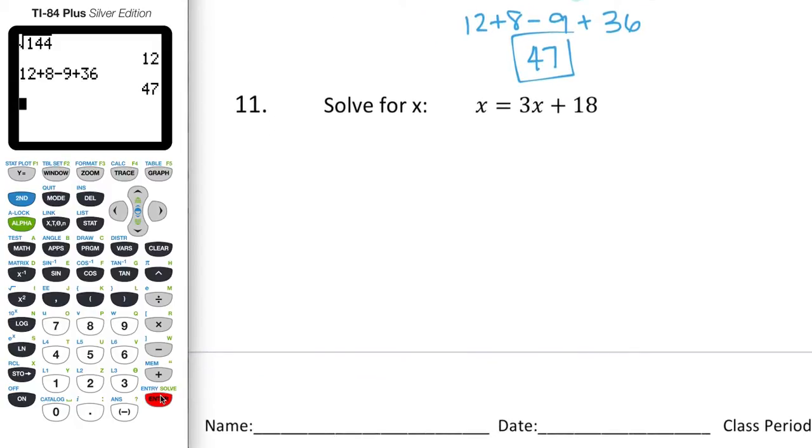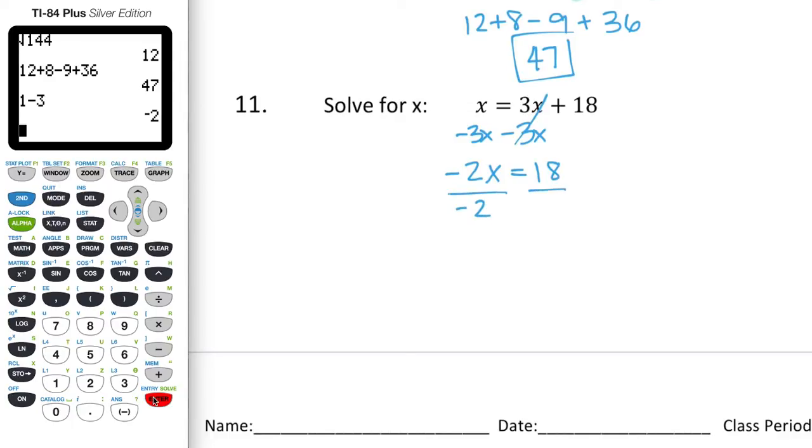All right, this next one is a little bit tricky. Again, we have to get all of our x's on one side. So I'm actually going to move our 3x over. I'm going to subtract 3x from both sides. So if we have 1x minus 3x, we're going to have 1 minus 3. That's going to give us negative 2x, and it's equal to 18. Our last step is dividing by negative 2. So x is going to equal negative 9.